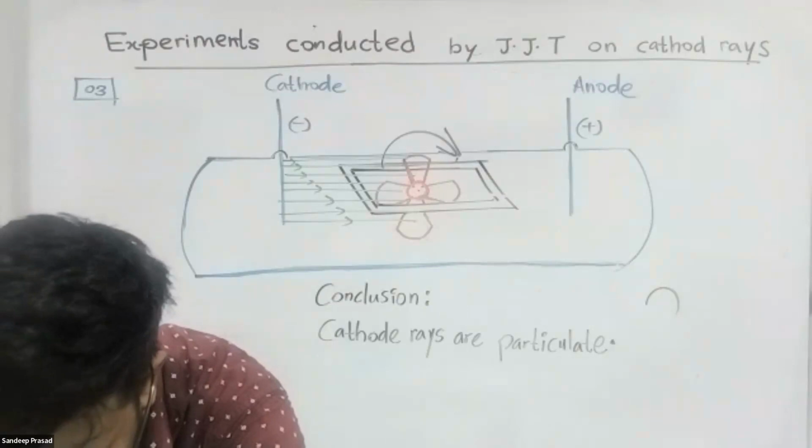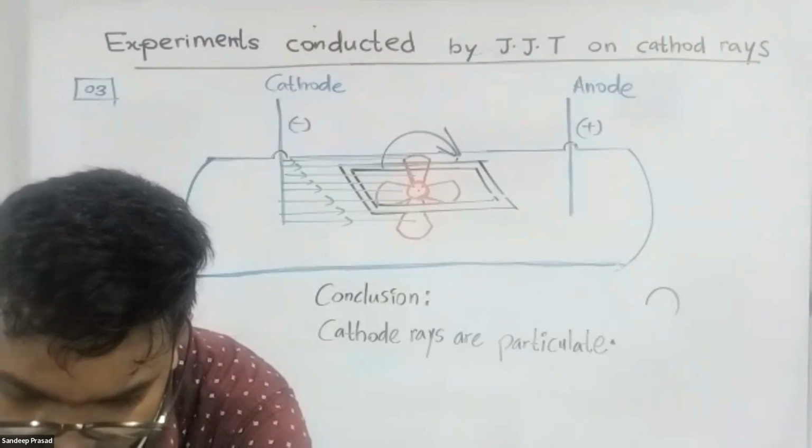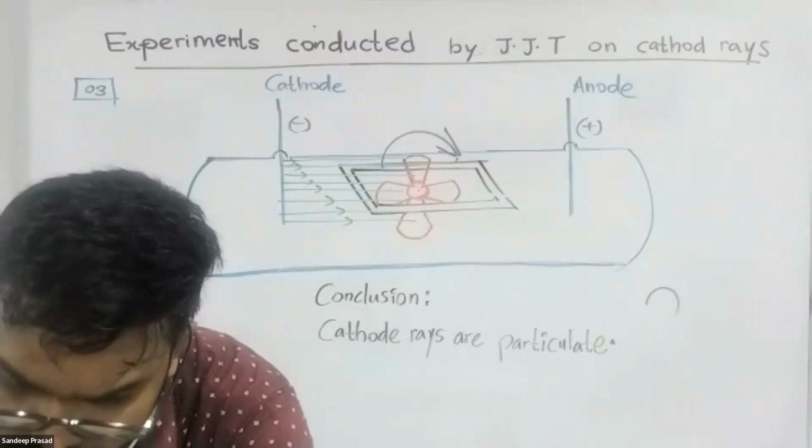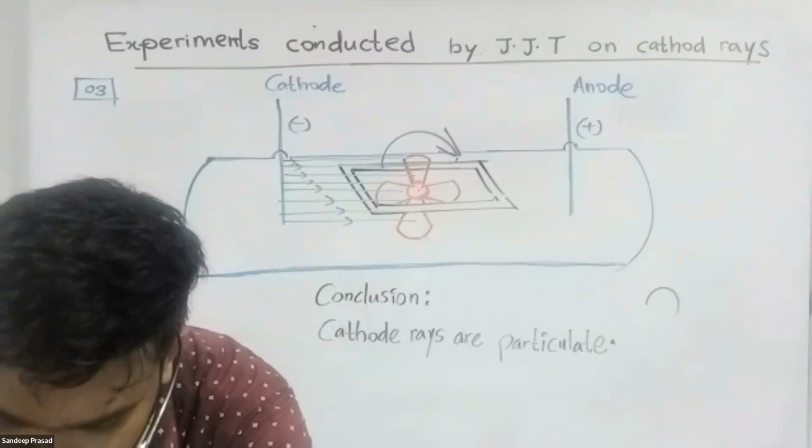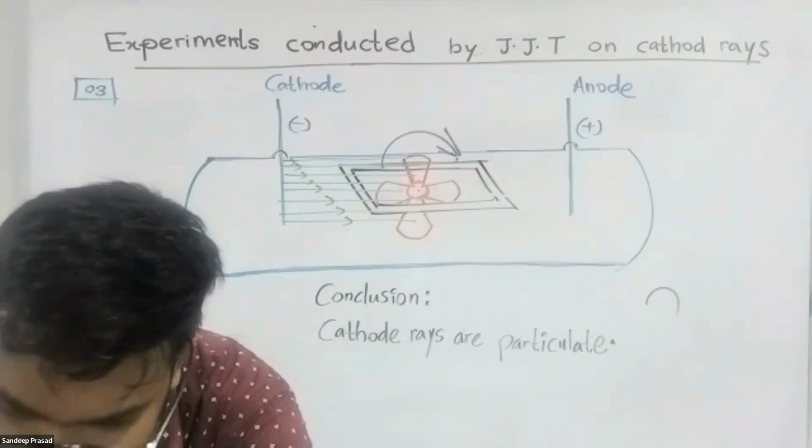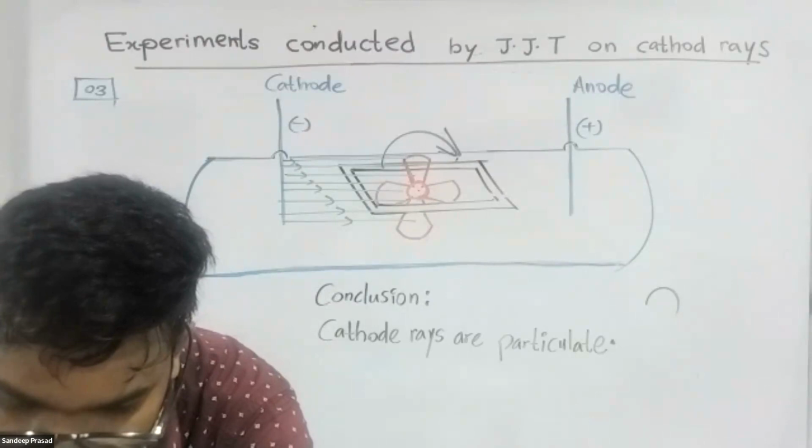Sir, can a cathode have both positive and negative charges? Cathode has only a negative charge, because we are connecting the voltage source's negative side as the cathode and the positive side as the anode. Therefore, the cathode should always be the negative side when we are conducting this.